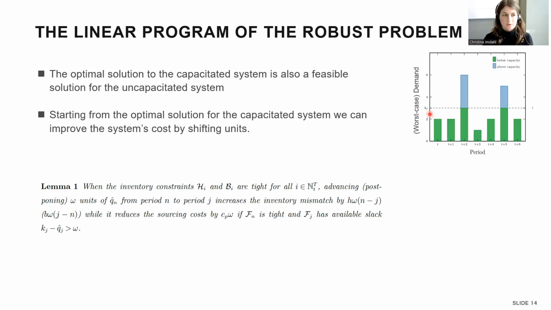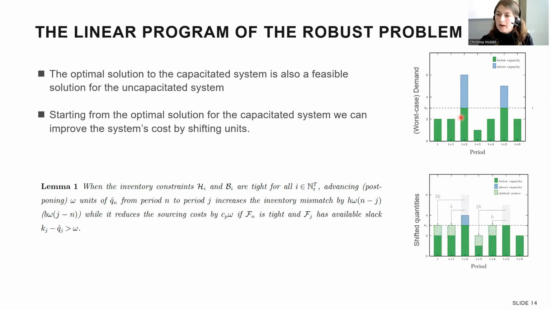We start with the base stock policy that we would generate from the past one. So here in this setting, we can improve the solution by shifting orders from these capacitated periods to an uncapacitated previous period. So if we move, in this case, a unit 1 period ahead, we need to pay H, but we're saving CP.